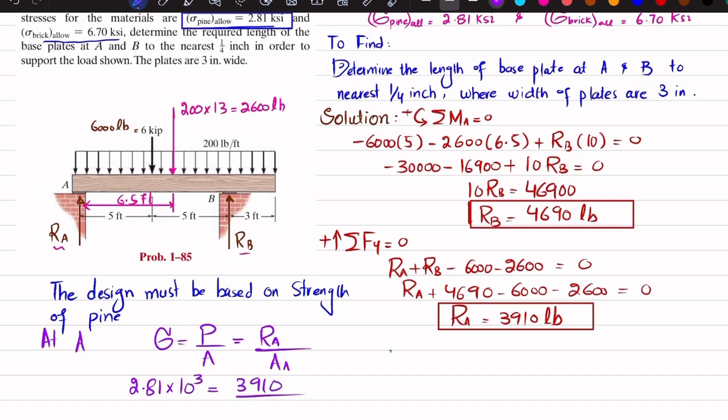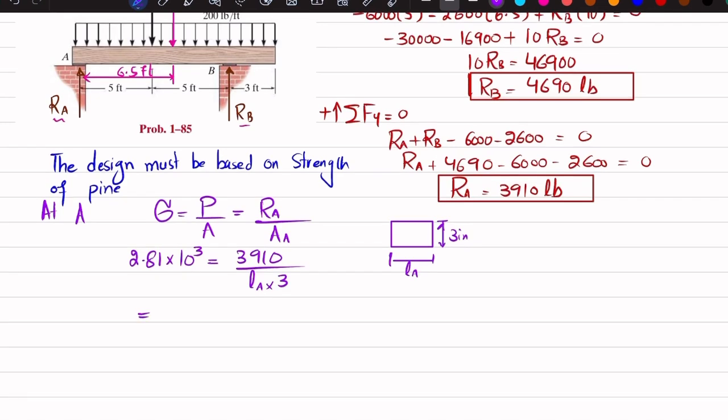And area of base plate, if base plate is like this, the width is given. This width is 3 inch, clear, and this length is not given. This length, which is length LA. So I can write the area will be equal to LA multiplied by 3. Clear? So from here you will get LA will be equal to 3910 divided by 2810 multiplied by 3. And when you calculate it, it will be equal to 0.464 inch.